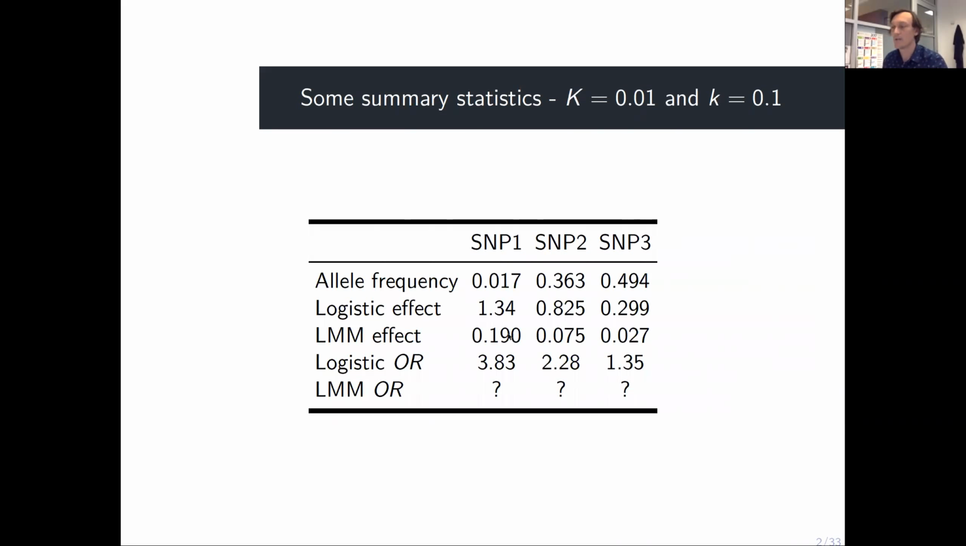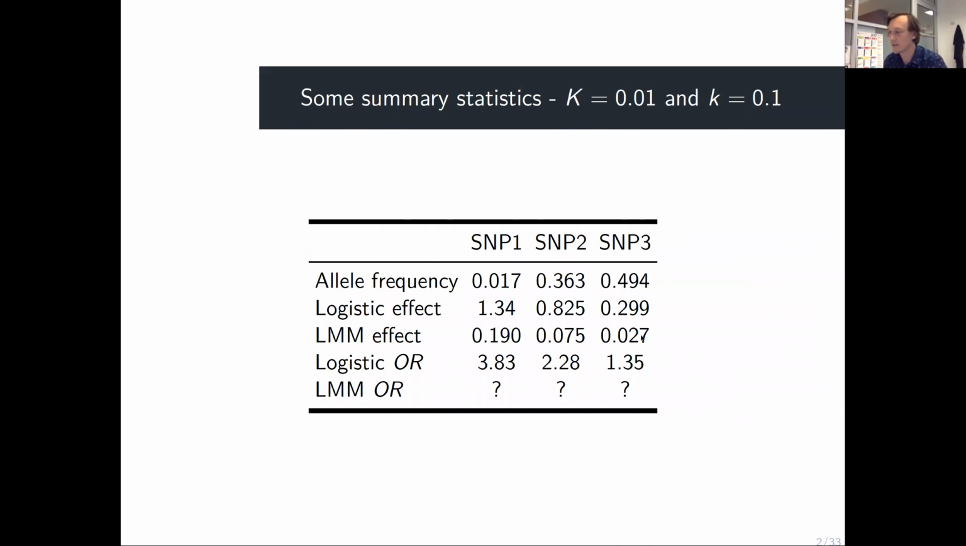Here you can see the effect from the logistic model looks like this. And then we have the effect from running the linear mixed model in GCTA as well. These effects are difficult to compare. It's easy in logistic regression to transform the effect to the odds ratio by simply taking the exponential of the effect, and you get the odds ratio. And it has a nice interpretation within the logistic regression framework.